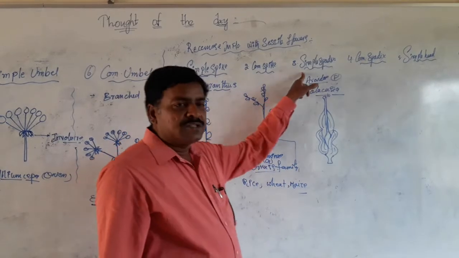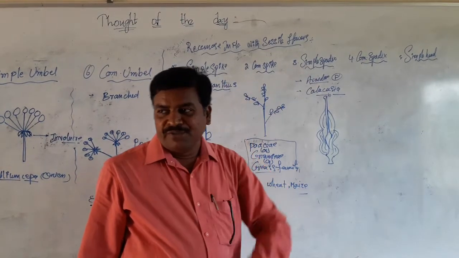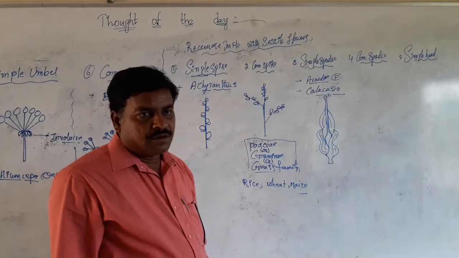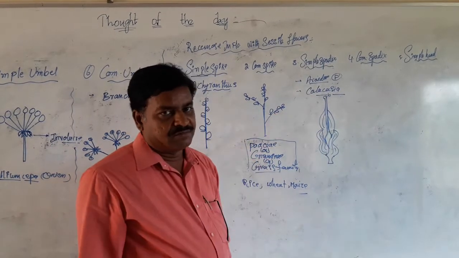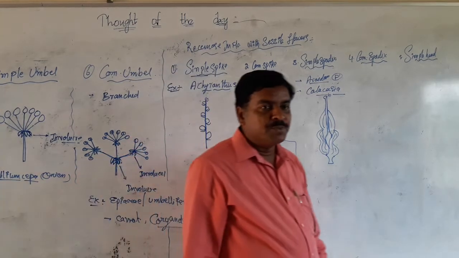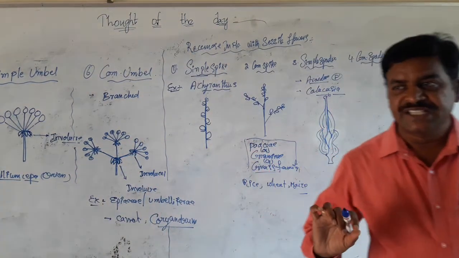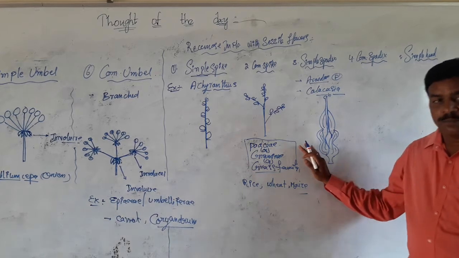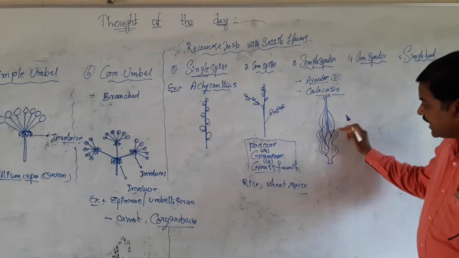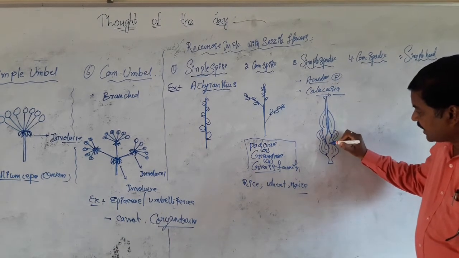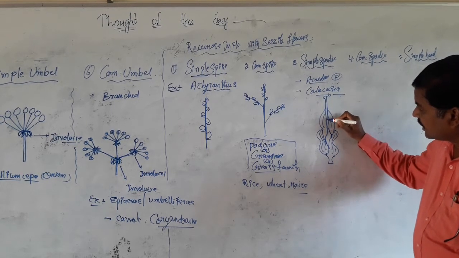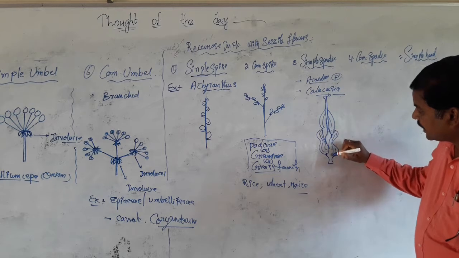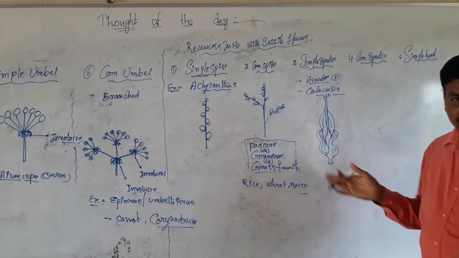So this type of inflorescence is a simple type of inflorescence. So the peduncle is unbranched. In all simple types of racemose inflorescences, the peduncle is unbranched. So this is the peduncle. If you see this, this is the peduncle.